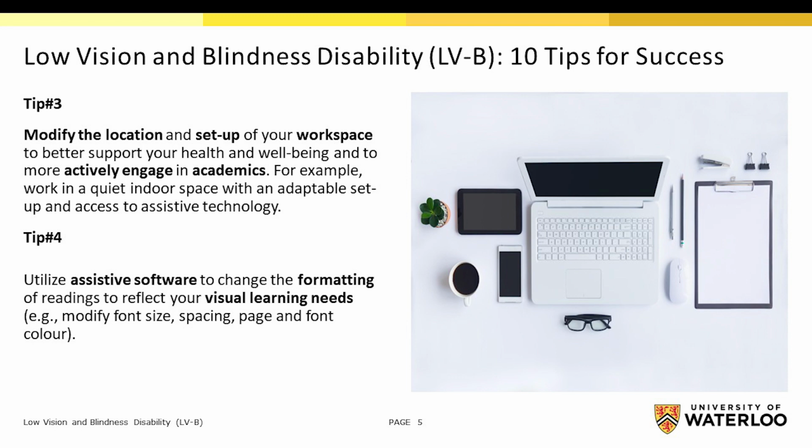Tip number 3. Modify the location and setup of your workspace to better support your health and wellness and to promote active engagement in academics. For example, work in a quiet indoor space with an adaptive setup and access to assistive technology. Tip number 4. Use assistive software to revise the format of readings to reflect your visual learning needs. Example, modify the font size, spacing, page, and font color.